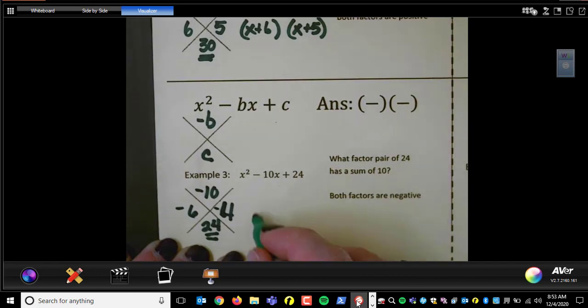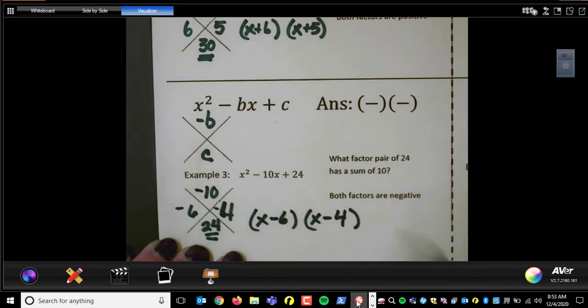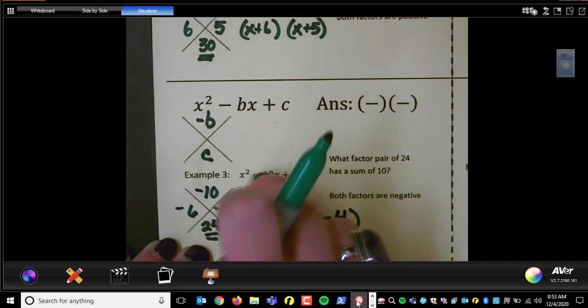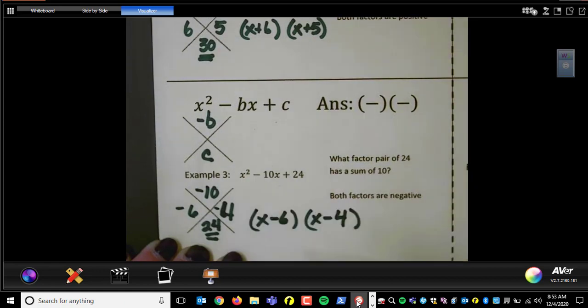All right, let's get our final answer then. We put the letter x for the first term, minus 6 and minus 4. So those are the 2 binomials. Now we could remultiply that and we should get this answer. So what we're doing is the inverse. We're doing the inverse of FOIL or Punnett square. We are factoring. Okay, top right.